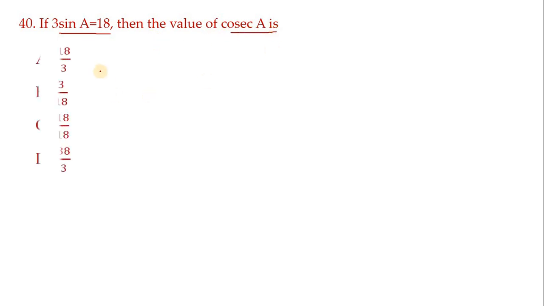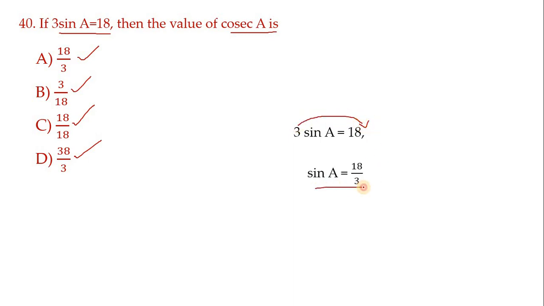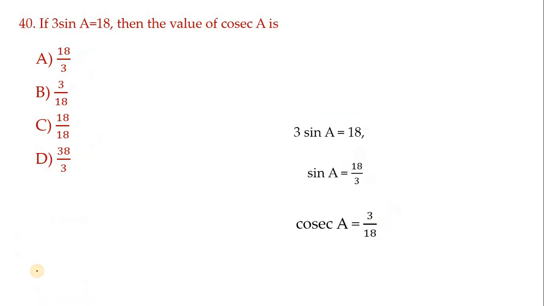So move on to the last one. If 3 sin A equals 18, then the value of cosec A is: 18 by 3, 3 by 18, 18 by 18, 38 by 3. So first consider the given condition and transfer this 3 to this side. Now we get 18 by 3. So sin A equals 18 by 3, and look at which ratio we want to find: cosec A. See, cosec A is the reciprocal of sin A. Hence take the reciprocal of 18 by 3. So it will become 3 by 18. So cosec A equals 3 by 18. So the correct option is 3 by 18, option B.